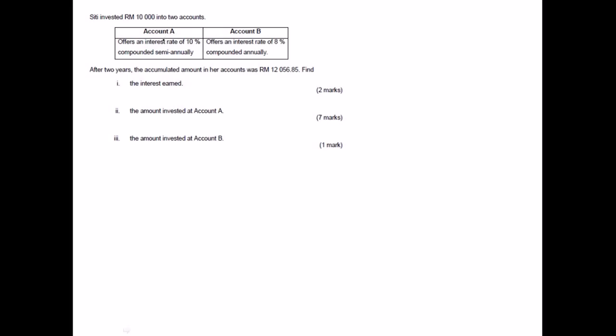Okay, this question is for compound interest. So we finish with the second chapter. Now let's begin with the third chapter, compound interest.